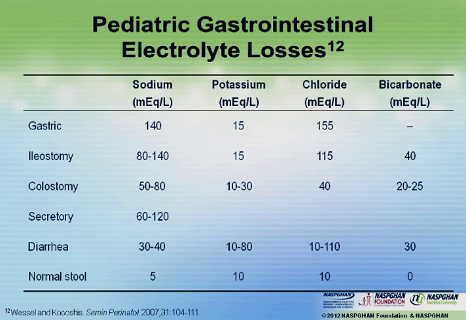This was a table that I use all the time looking at GI electrolyte losses that Sam actually published a couple of years ago. If you look at the gastric sodium content, it's 140 milliequivalents per liter. What does that compare to normal saline? What's normal saline? 154. So if you have significant gastric outlet drainage, you're almost losing normal saline.